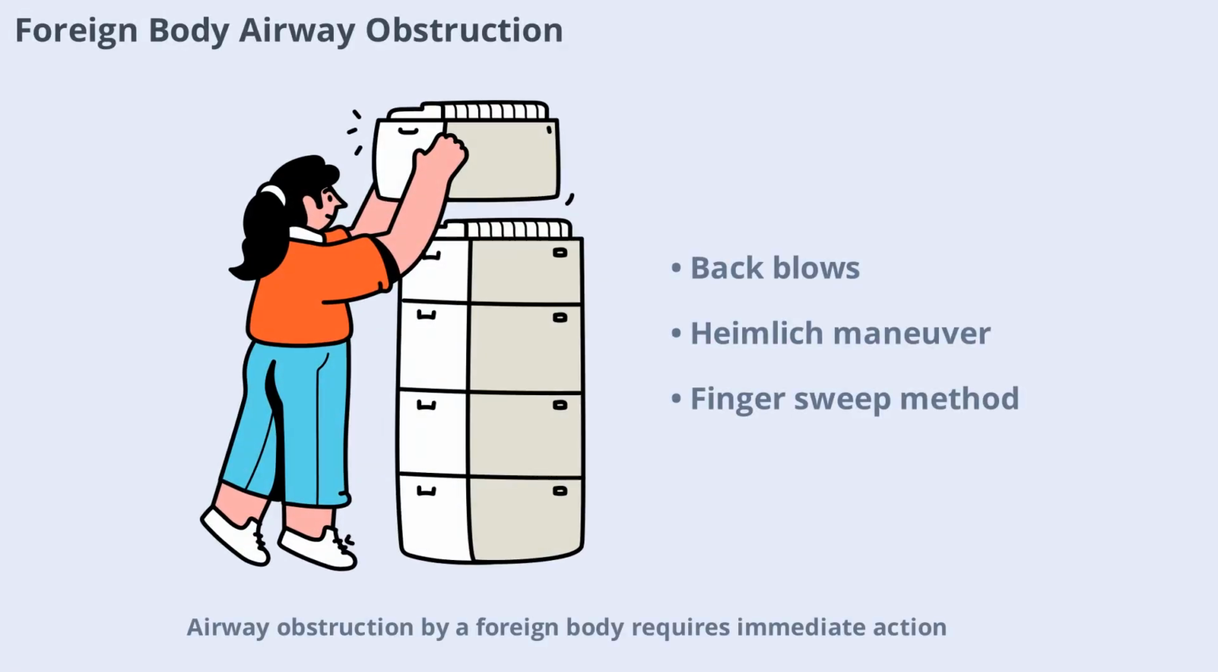Airway obstruction by a foreign body requires immediate action. Back blows are delivered to the middle of the patient's back, typically 4 times, to produce a cough and dislodge the object. The Heimlich maneuver involves manual thrusts with the rescuer behind the patient, compressing the chest 6 to 10 times. For unconscious patients, the finger sweep method can be used to remove foreign bodies from the mouth. These techniques are vital for restoring airway patency and preventing further complications.